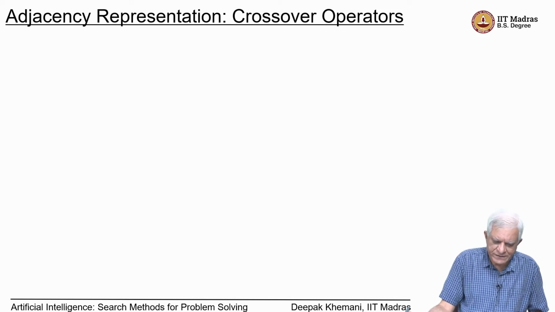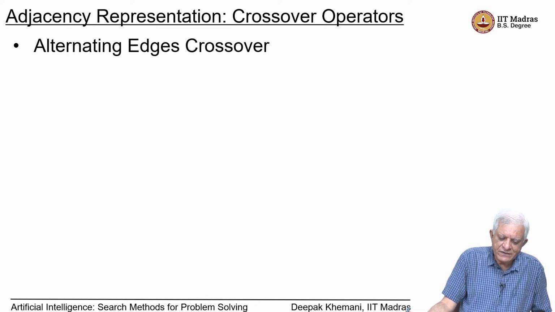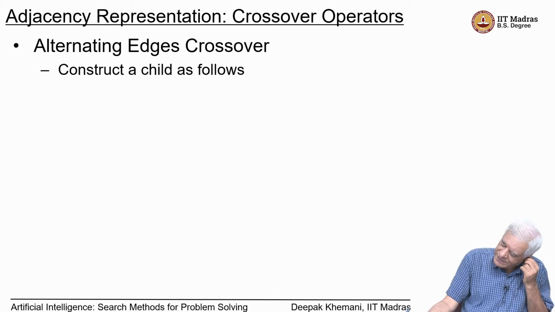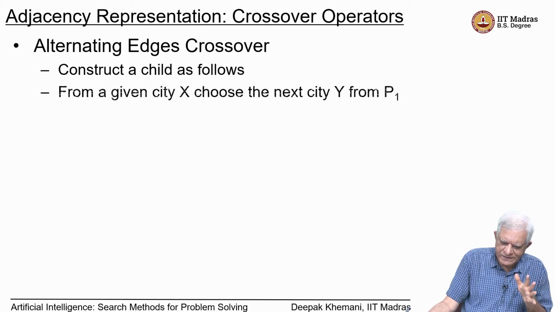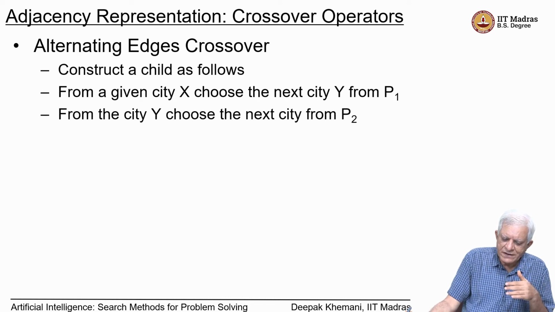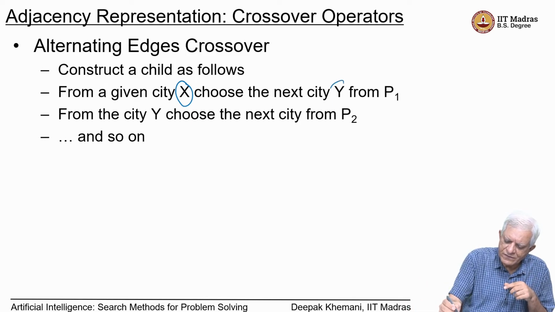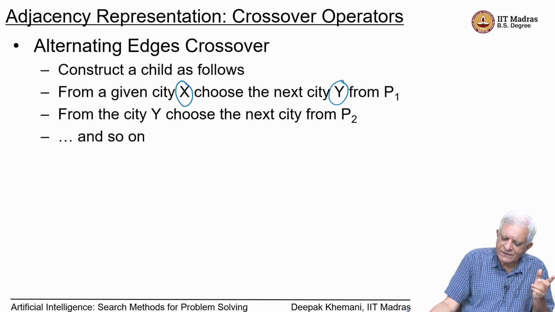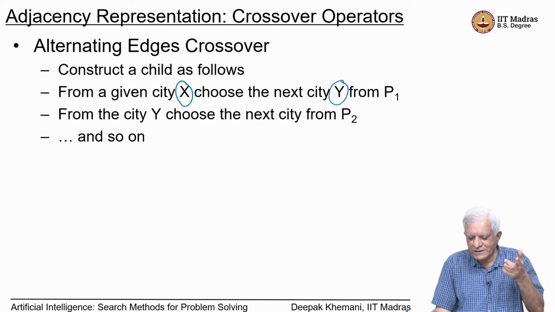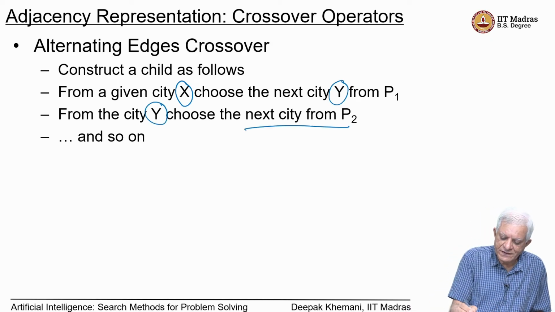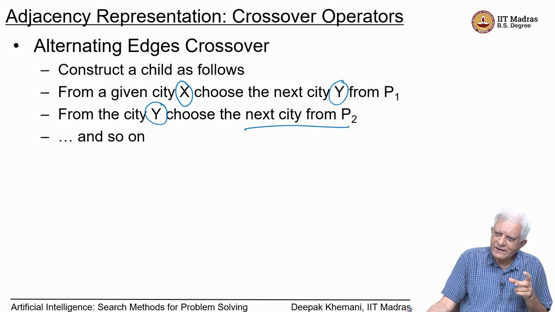So, what are the crossover operators that we can do with adjacency representation? One is called the alternating edges crossover. Now remember that in the adjacency representation we know from which city you are going to which city without traversing the tour. So, you can construct a child as follows. You start with some city X and choose the next city Y from parent 1. You can do that easily because you just have to go to the index of that city and find the city that you are going to from there. Then from Y, you choose the next city from parent P2. So, in some sense you are choosing alternate edges from the two tours.